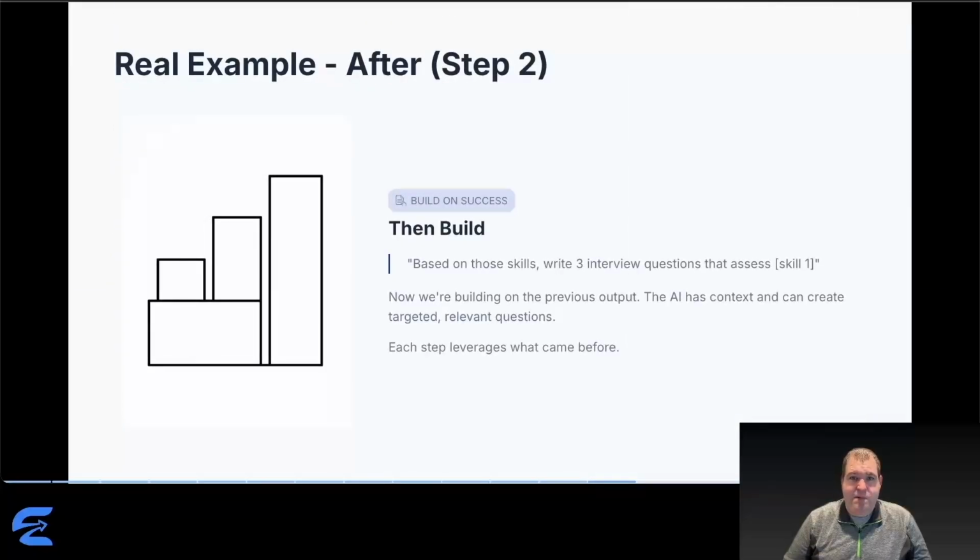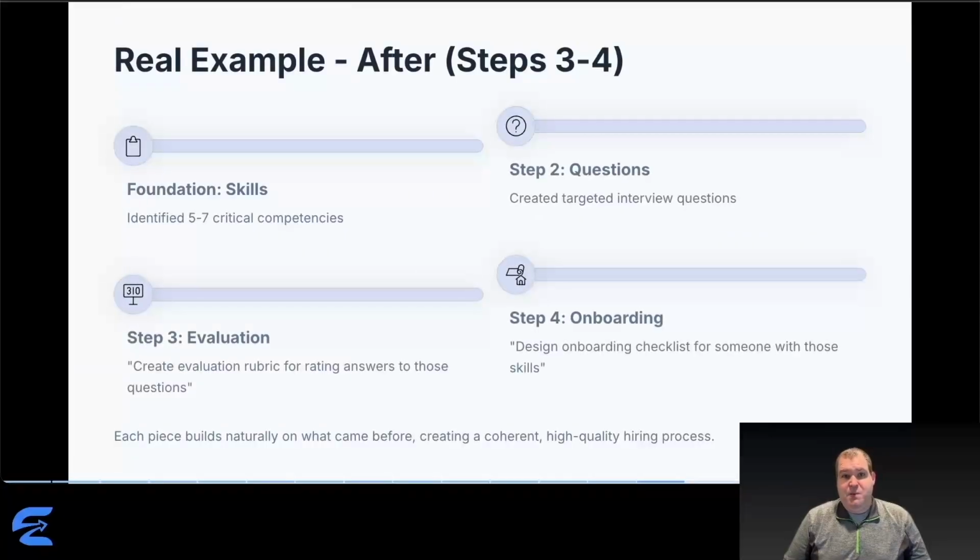Now, we build on that foundation. Based on those skills, write 3 interview questions that assess skill one. See what's happening? We're not starting from scratch with interview questions. We're leveraging the work we just did in step one. The questions emerge directly from the critical skills we identified. This creates coherence. Everything connects. And because this prompt has one clear objective, creating targeted questions for one specific skill, the output is focused and relevant. Then we continue building.